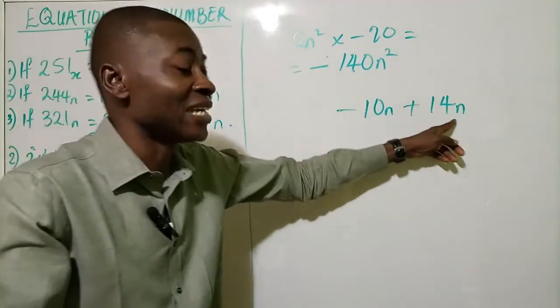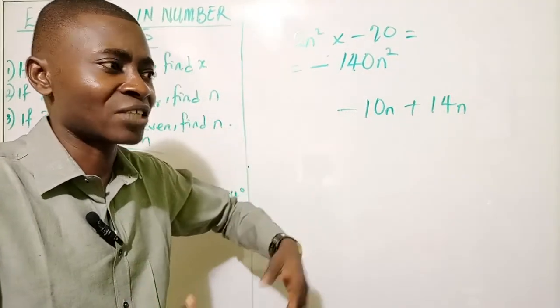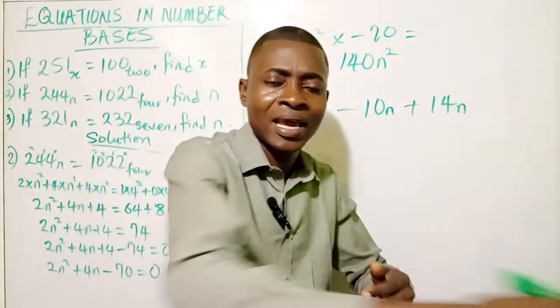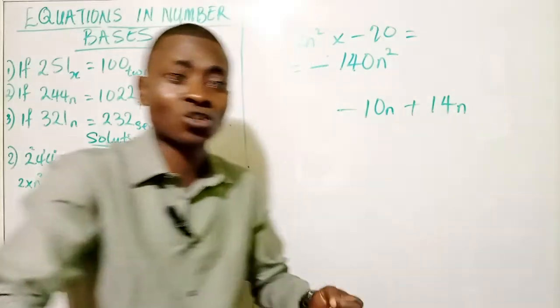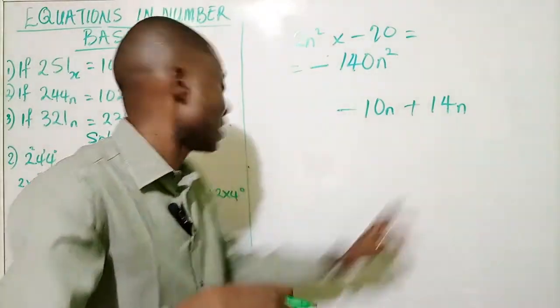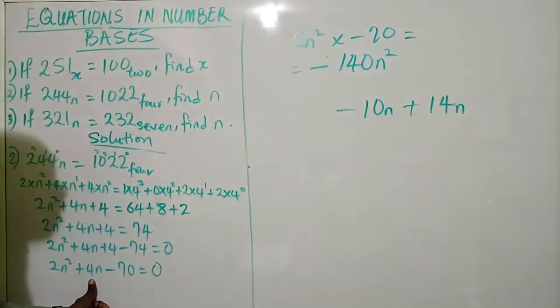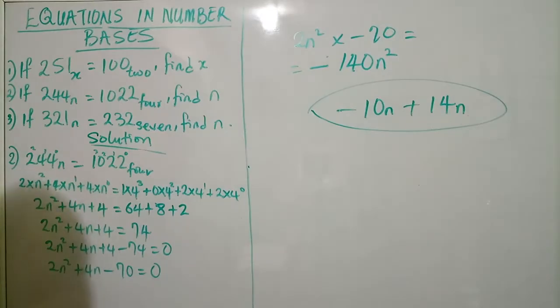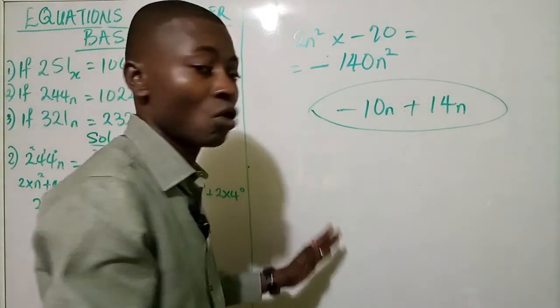So what happened? Out of your 14n, you say, okay, my friend, I'm owing you 10n, take your 10n. After returning the 10n, of course, you will still be having 4n, and having 4n means plus 4n. So automatically, this is exactly what you are looking for. This satisfies the two conditions, okay?